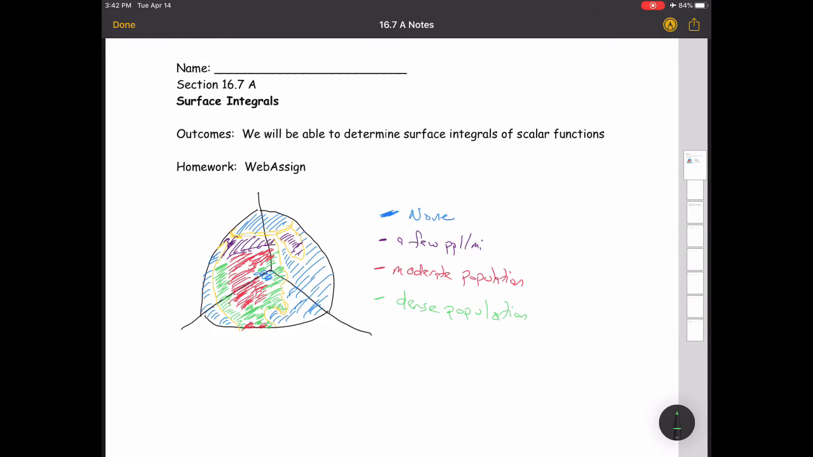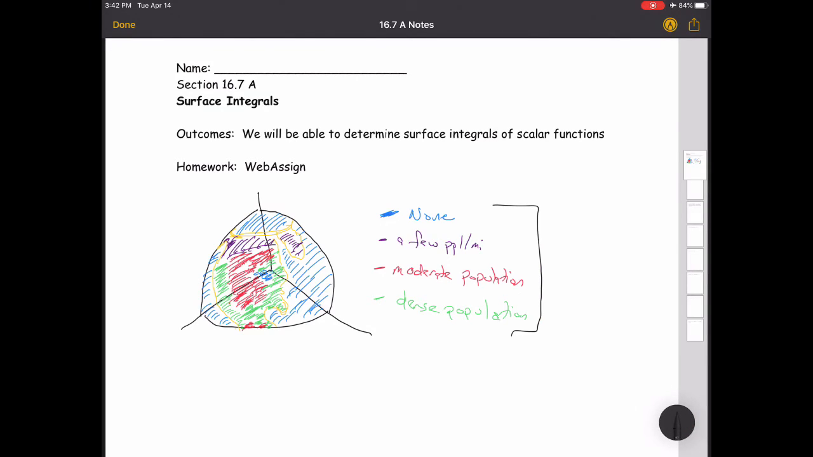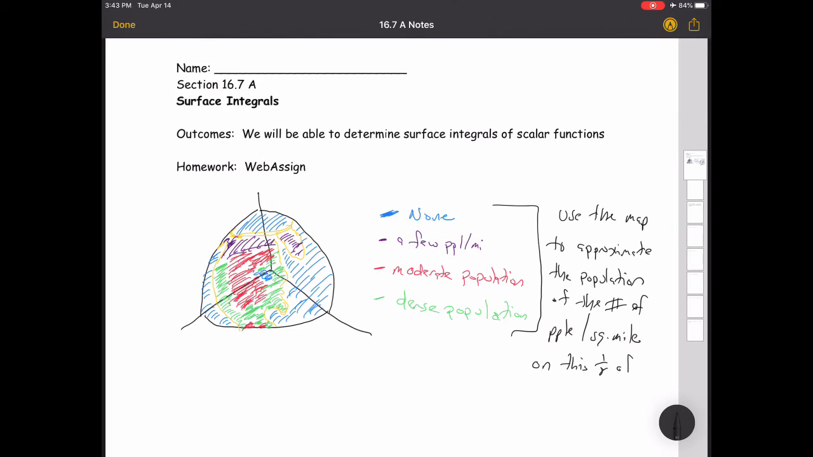And so the goal is, if I were to take all of this information, everything in here, the goal is to use the map that we've created to approximate the population, the number of people per square mile, on this 1/8 of the Earth.